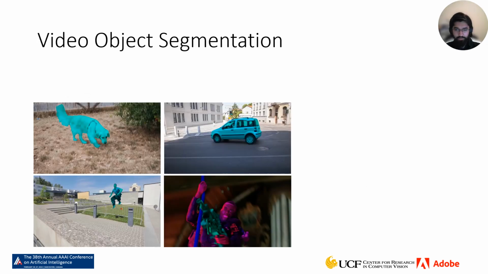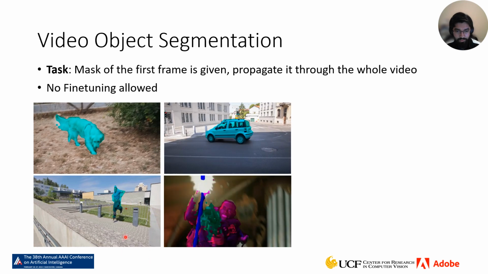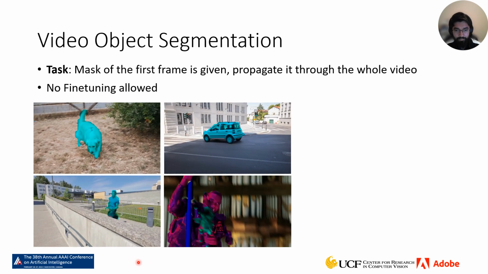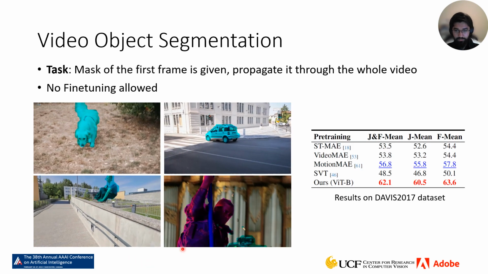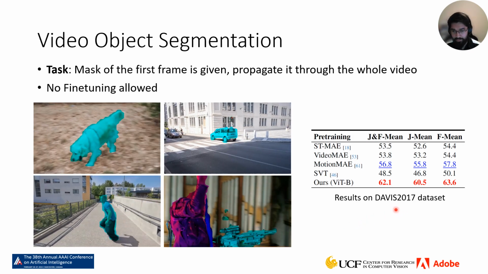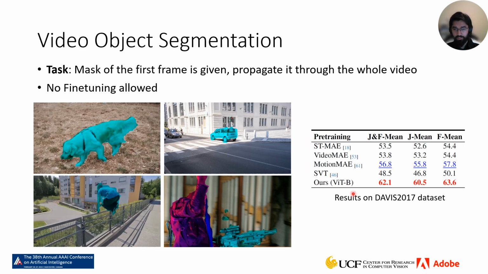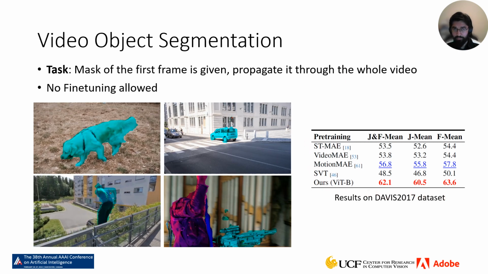We also evaluate our model on low-level temporal correspondence tasks, for example, video object segmentation. Here the goal is to propagate the mask of the first frame without performing any fine-tuning. Here are our qualitative results. And we follow the protocol of the DAVIS 2017 dataset, and we outperform all other video self-supervised works across the metrics.